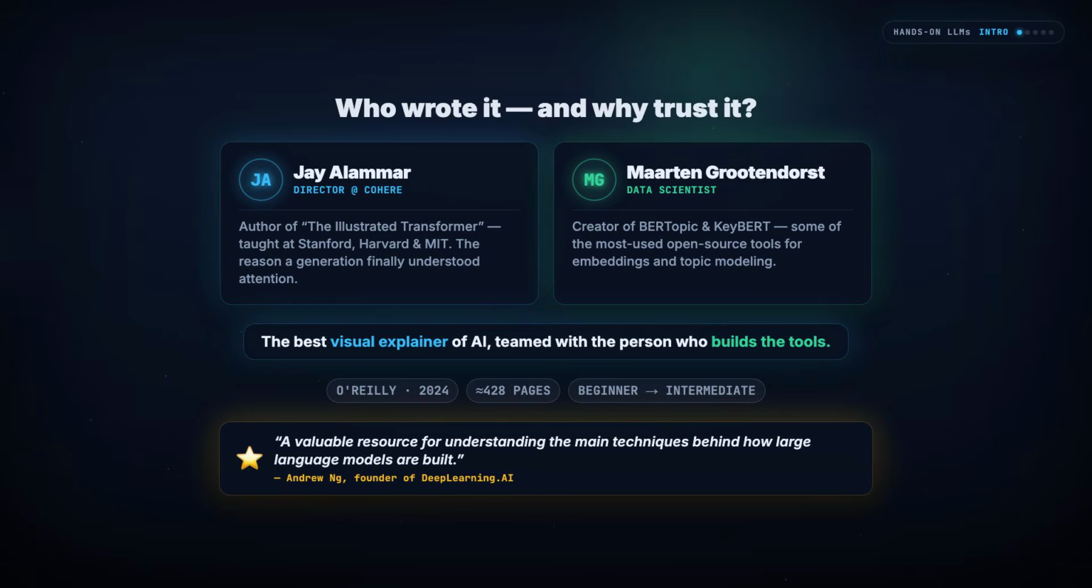He's now a director at Cohere, an AI company. The second author is Maarten Grootendorst, a data scientist who built some of the most used open source tools in this space, including BERTopic for topic modeling. So, you've got the person who made the most famous visual explainer of AI, teamed up with the person who builds the actual tools. The book came out in 2024 from O'Reilly, runs about 428 pages, and Andrew Ng himself called it a valuable resource for understanding the techniques behind modern AI. This is not a hype book, it's a how it works book.